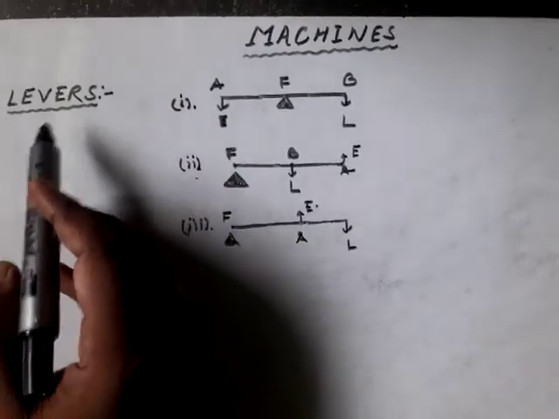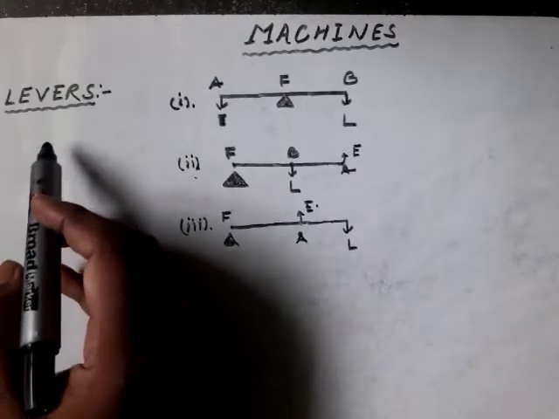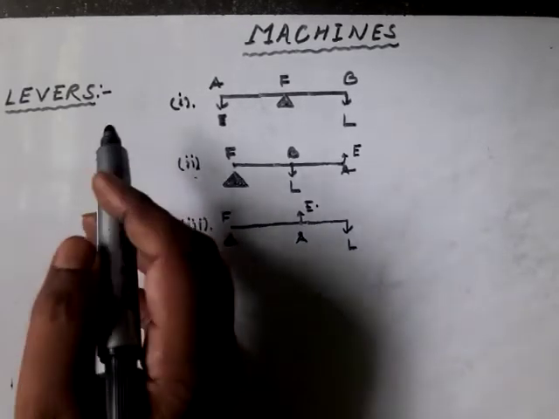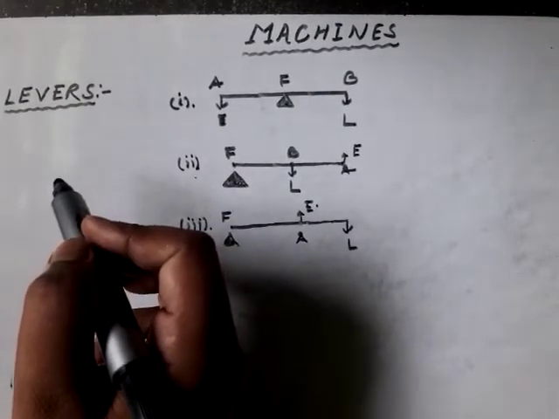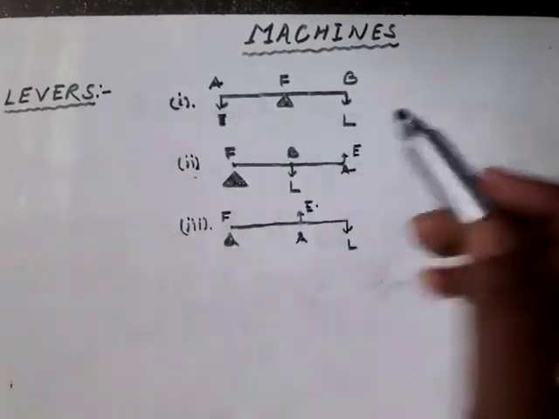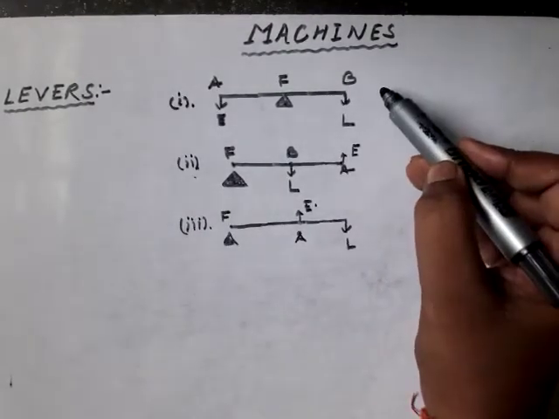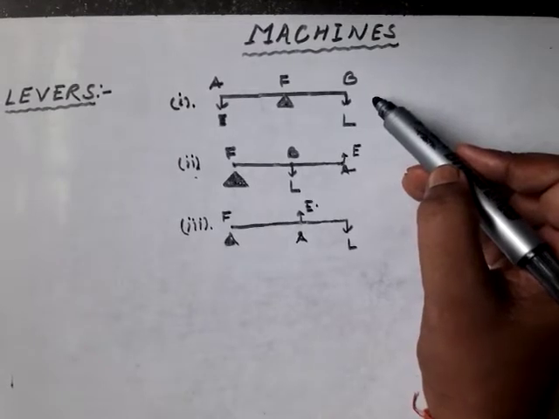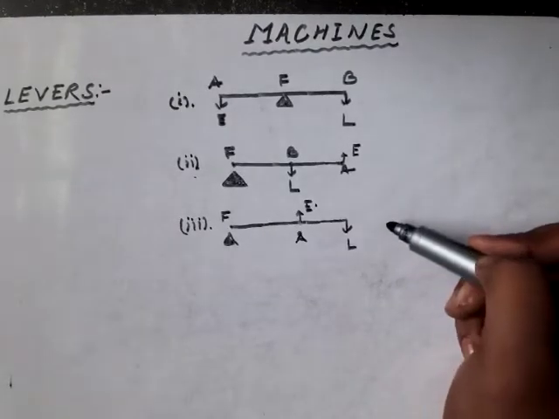We are going to discuss the principle of lever: what the various principles of lever are, what the mechanical advantage or velocity ratio of a lever is, and how it is helpful in our daily life. Here are three kinds of lever: the first class lever, the second class lever, and the third class lever.